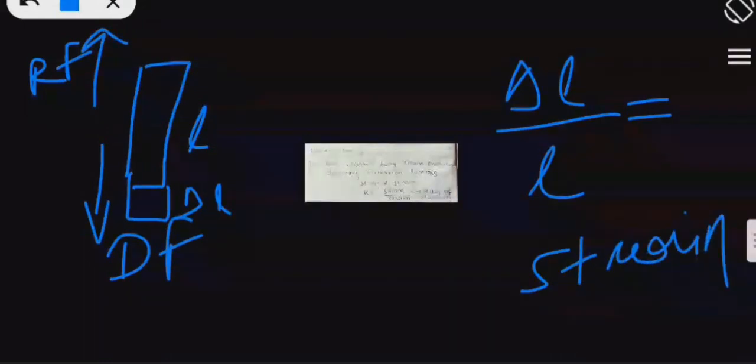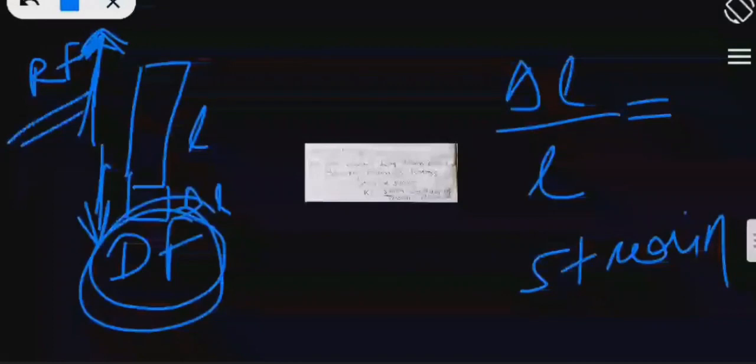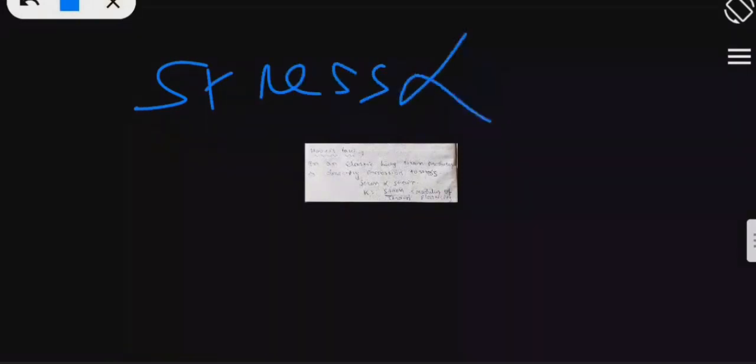And this strain is always directly proportional to the stress that you have applied. The deforming force that you have applied, that same amount of restoring force is obviously going to develop in a perfectly elastic body, only and only if it is perfectly elastic. So what is the formula here? In a perfectly elastic body, stress is directly proportional to strain.